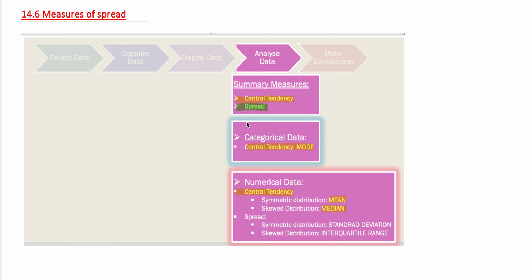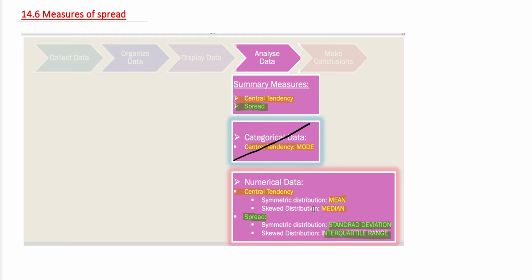When we're talking about spread, notice that we can't have any measures of spread in categorical data, okay? So we can't have that. We don't have any measures of spread in categorical data. But when we're talking about spread in numerical data, we can talk about standard deviation and interquartile range.